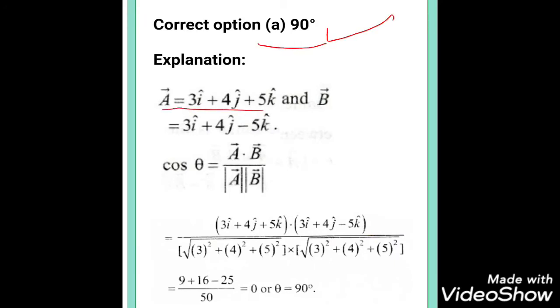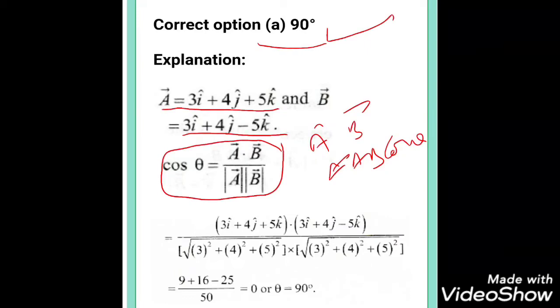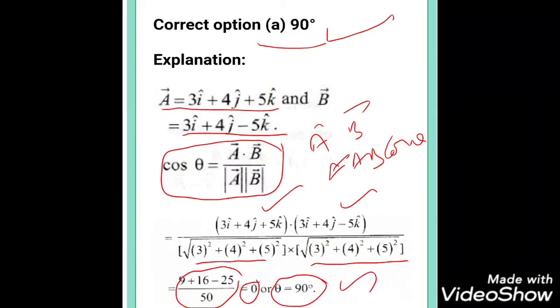So they have given A vector, they have given B vector. So you know A dot B is equal to AB cos theta. So cos theta is equal to A dot B by magnitude of A, magnitude of B, that means mod A, mod B. So you are substituting the value of A vector, B vector. Mod means you are taking square root, here also you are taking square root. You are simplifying. So what you are getting, 0 by 50, 0 by anything is 0. So cos theta is equal to 0. That means theta is equal to cos inverse of 0, that means theta is equal to 90 degree is the correct answer.